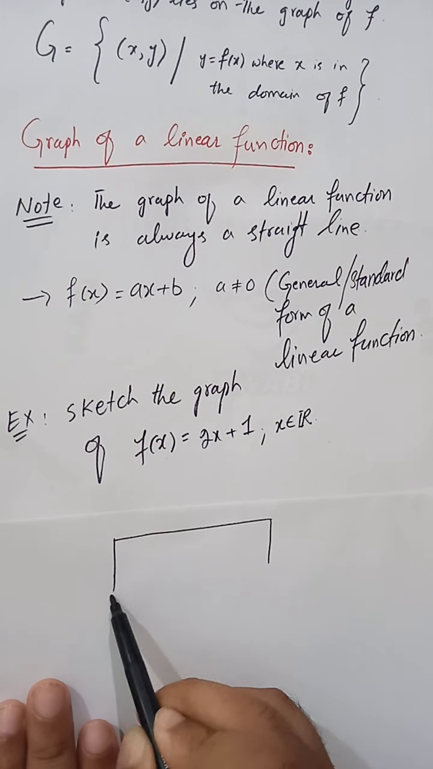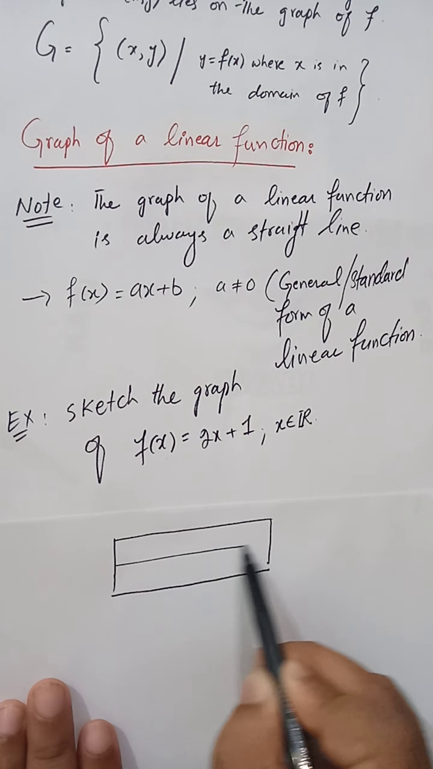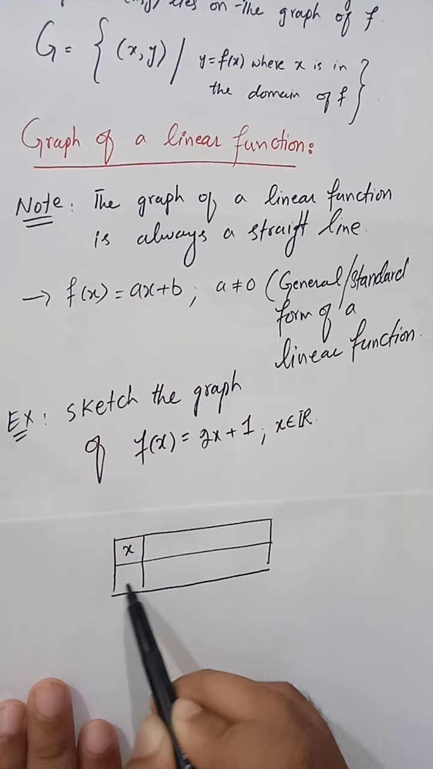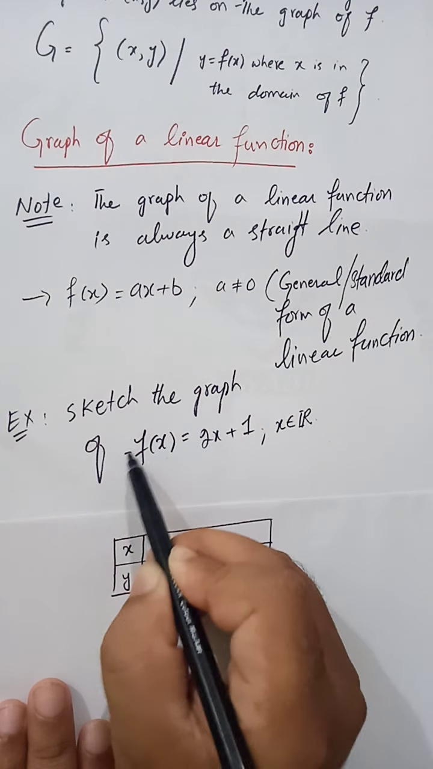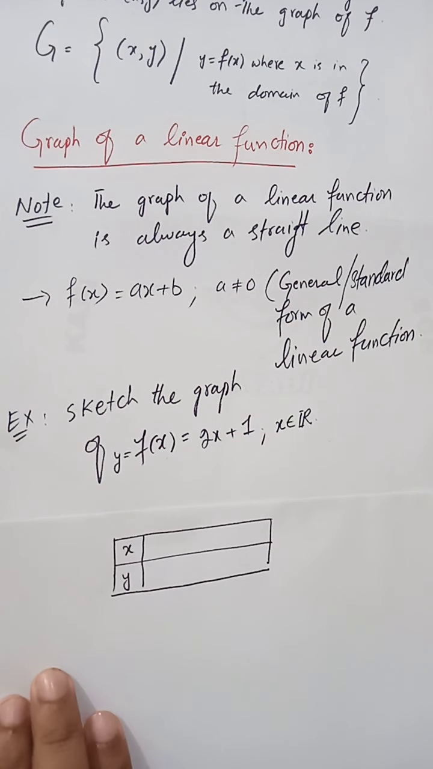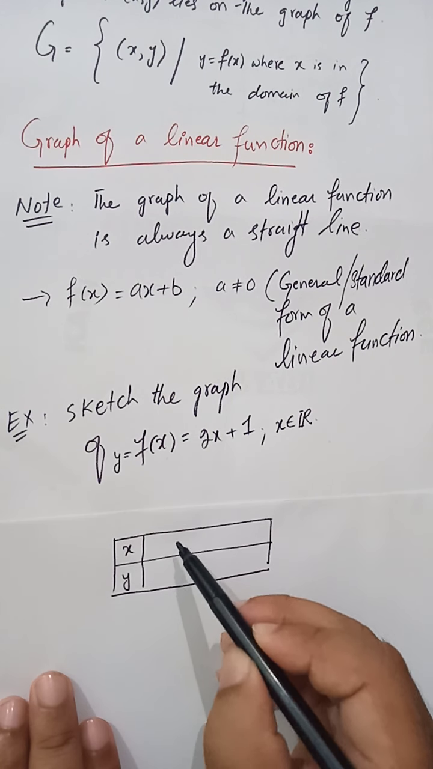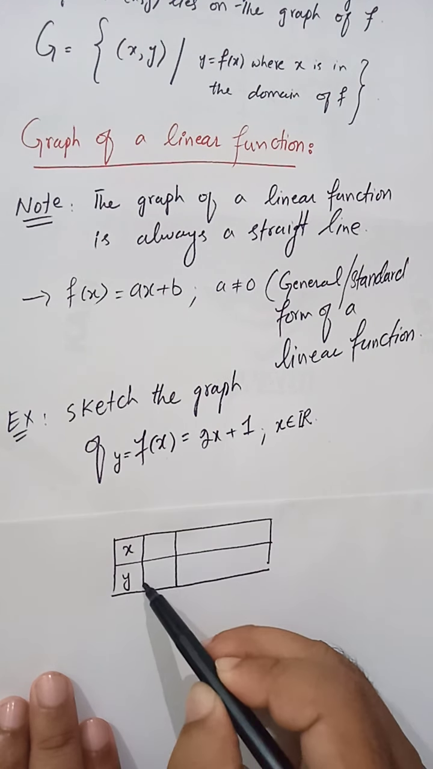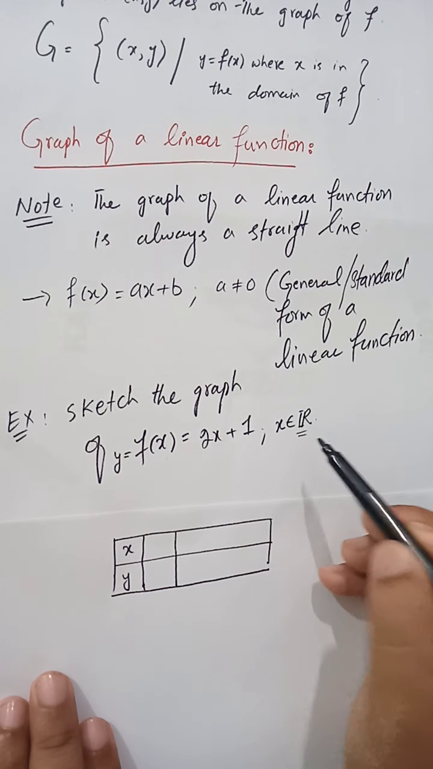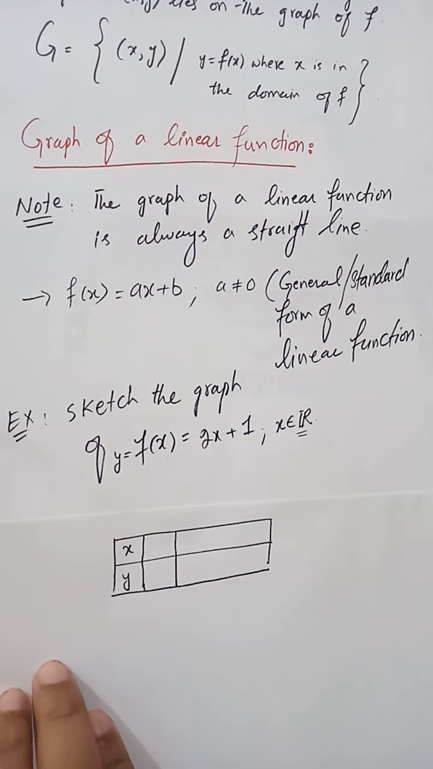Let's say this is a table. This is the value of x and this is the value of y. Okay, now you may choose any value from the set of real numbers. It is your choice. You may consider 1, 1 by 2, 0, minus 1. All the real numbers are the domain of this function. So the choice is yours, whatever value you choose from the set of real numbers.